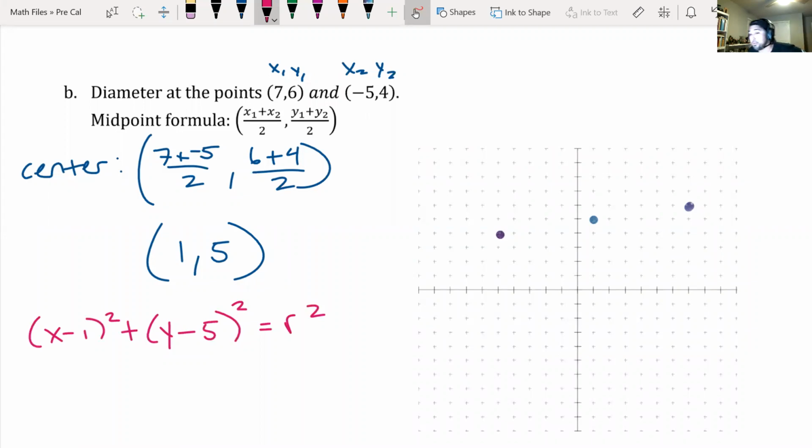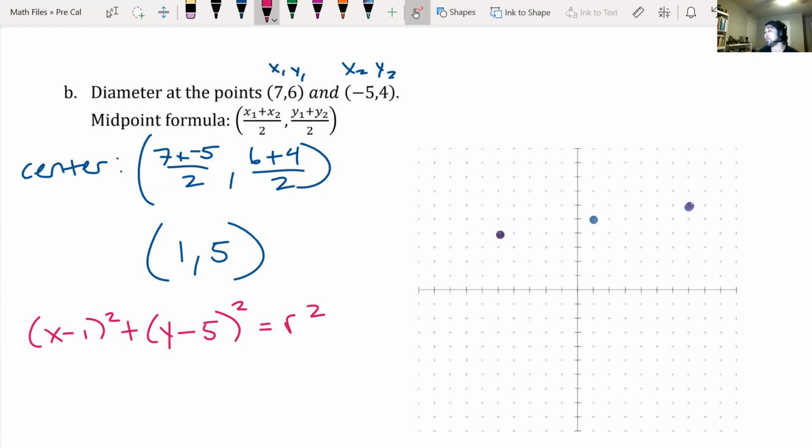So we have the standard form there, x minus 1 squared plus y minus 5 squared equals r squared. In order to find the radius, what could we do? Rise over run? Go down 1 point. Do you think trying to find a slope will get us there? Yeah, and then divide it maybe, and then square it.